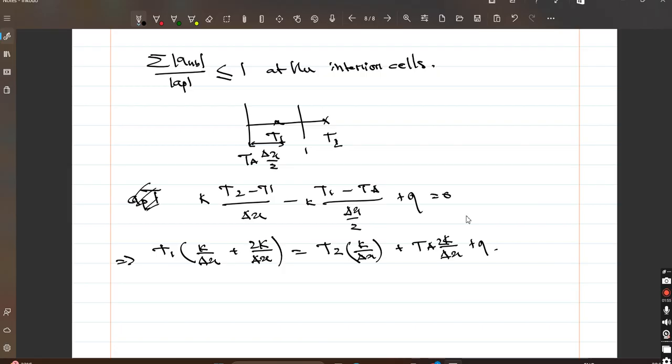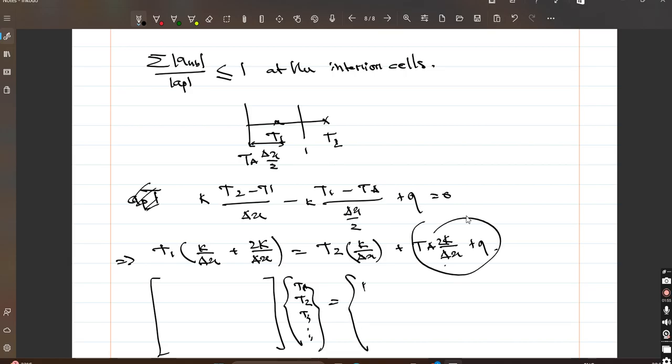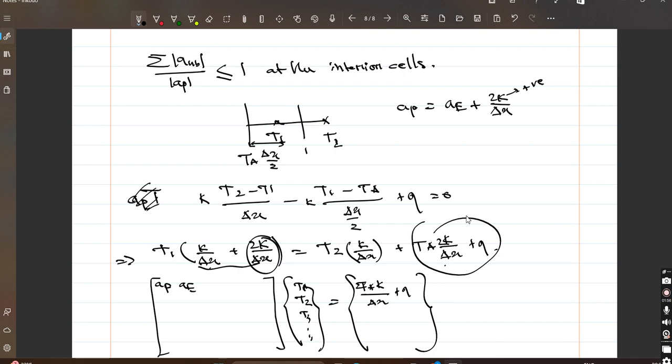So in this term, if you look at the matrix form T2, T3 and so on, this is for the T1 grid point. The B takes care of all the constants, that is this part, so it will be TA times 2k by delta x plus q. And what will be the coefficients here? It will be this one, which is AP, and only this east cell coefficient AE, right? And what is AP here? AP is AE plus some extra term, right? And all of this is positive, so this will always be greater than AE.